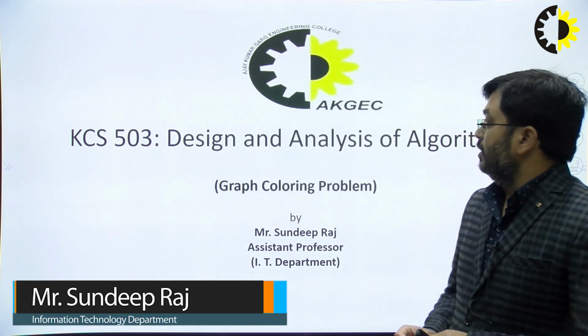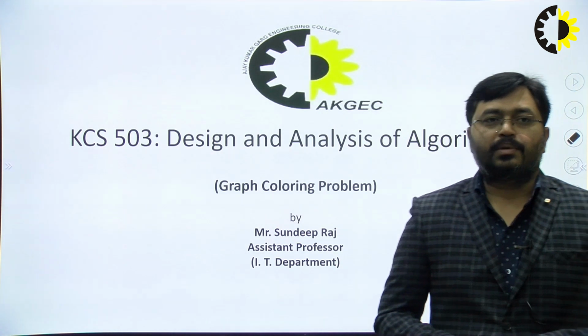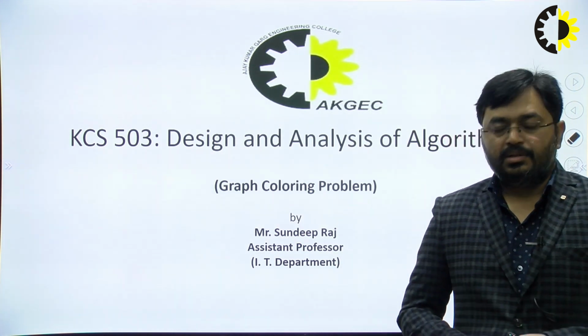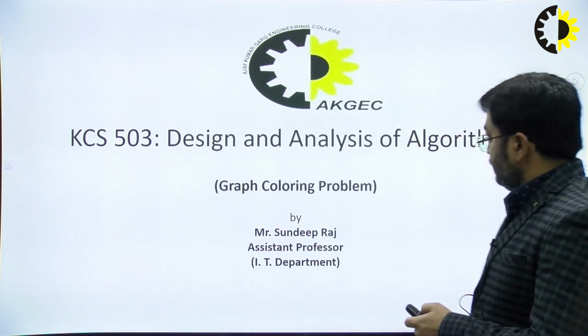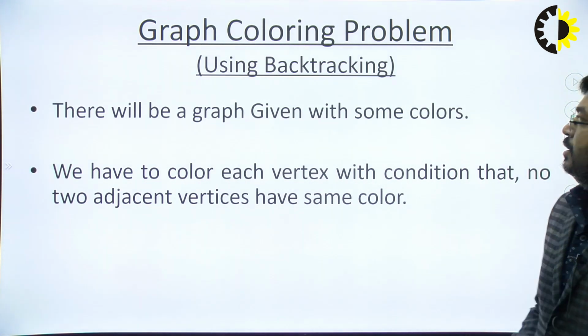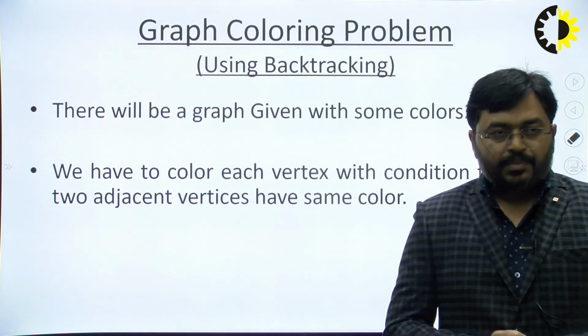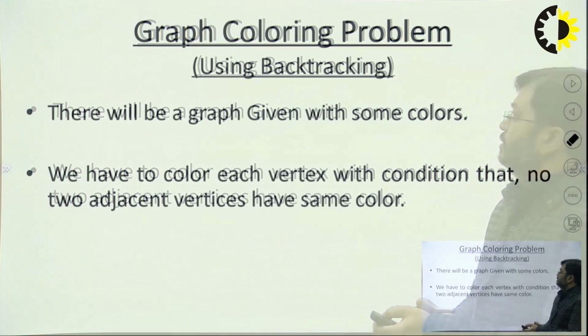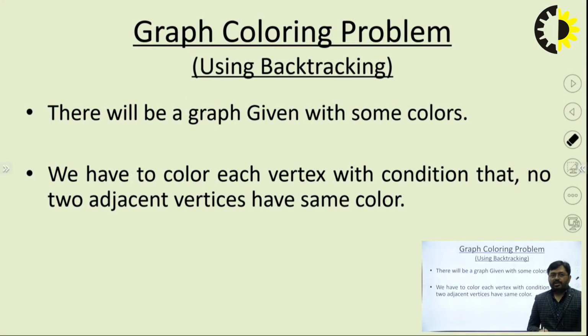I am going to explain the graph coloring program of dynamic programming using backtracking. What is the graph coloring problem? Let's talk about it. Using backtracking means there is a graph given with some colors.